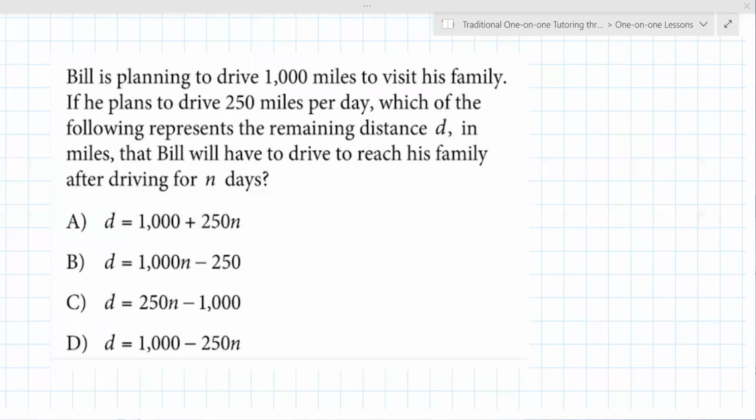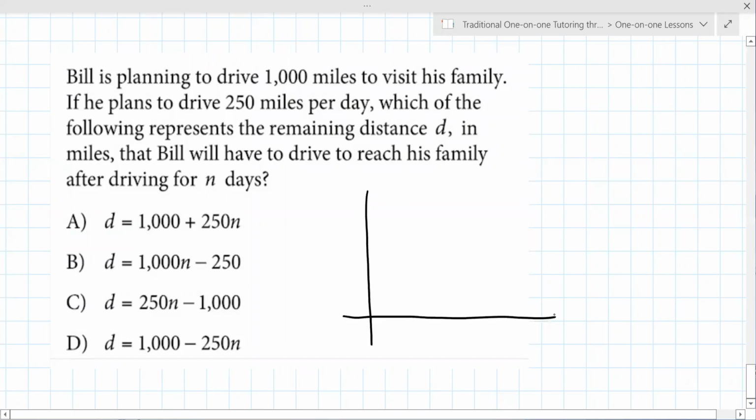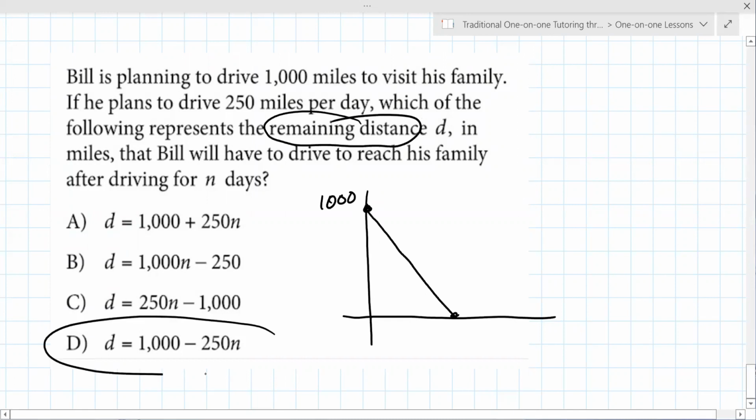Is it letter D? Sounds reasonable. So my question to you is, is he getting closer or further away? Closer. Yes, it says distance remaining. So it's like he started out 1,000 miles away, 250 miles a day. That's not very much, but he eventually gets there. 0 miles away. Yes, that's correct. That one was very fast, relative to some of the other ones we've done.